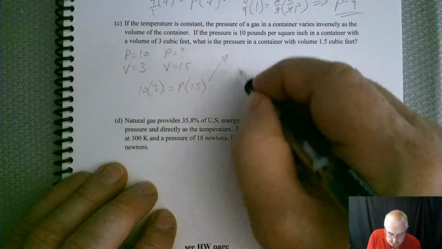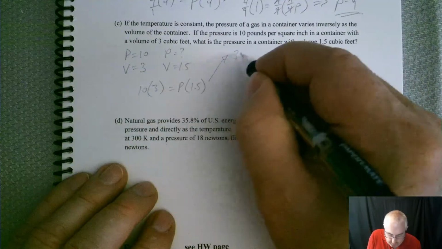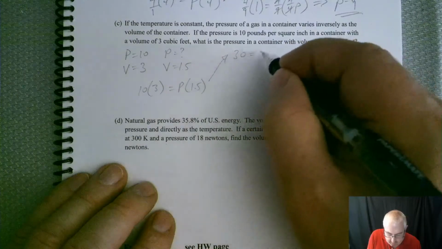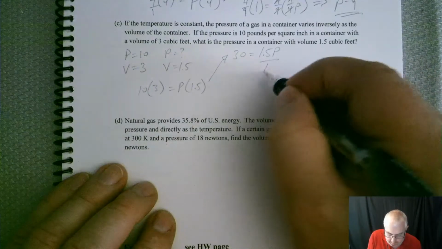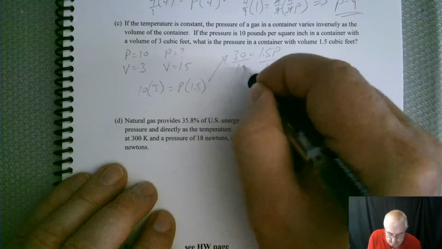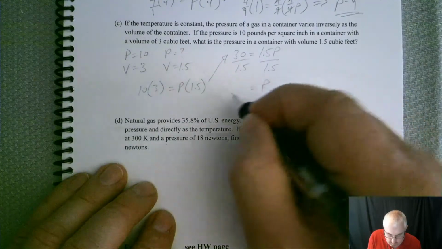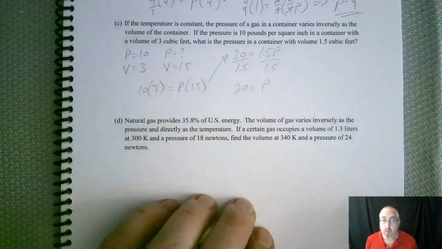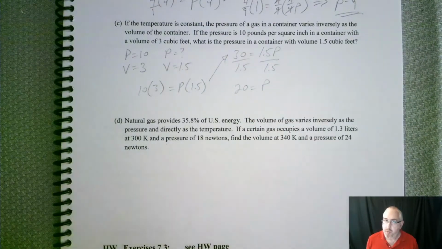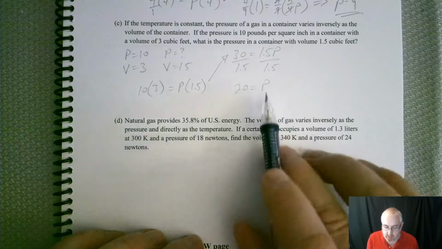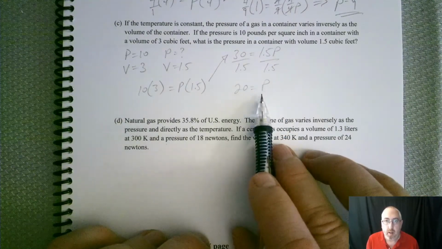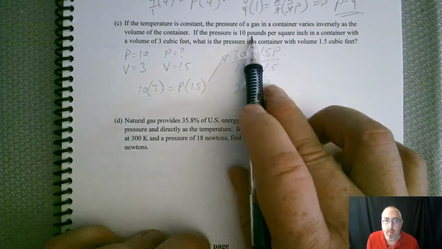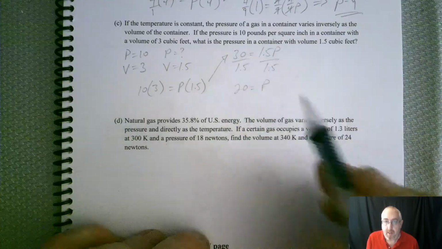So now we can say, okay, 3 times 10 is 30, and we can flip-flop the other side, and then we can divide. So P equals 20. Now we got to just make sure we use the right units. So what would be the units on P? What's the units for pressure? Pounds per square inch.